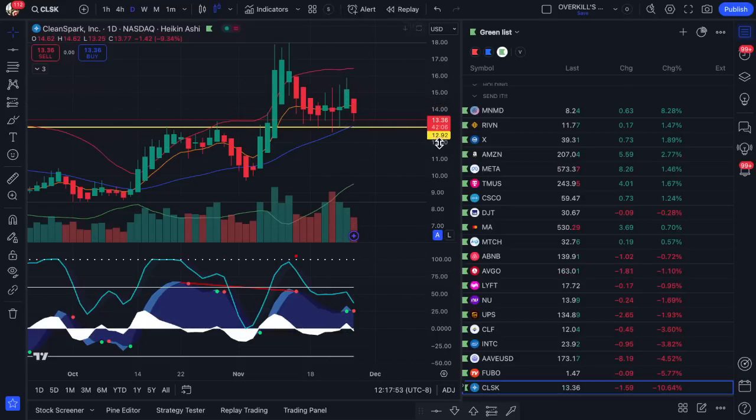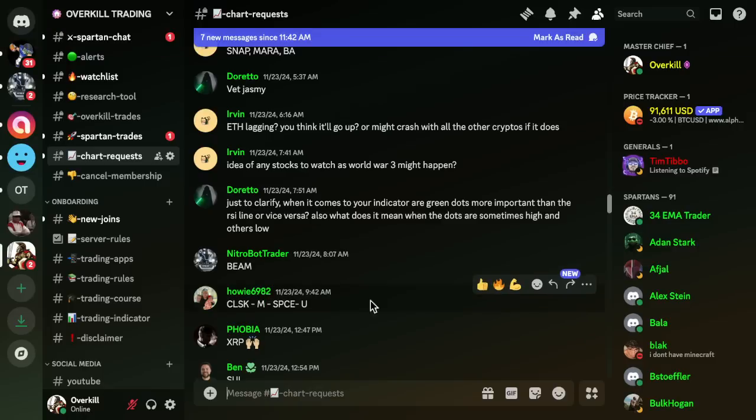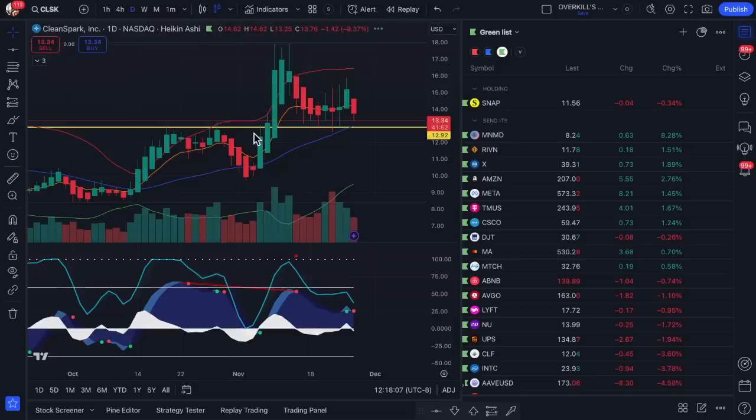Just make sure it holds 1290. That's going to be a big, big level for CLSK. If Bitcoin sells off tomorrow, this thing could get hit pretty hard and come back down to like 10. So definitely set a stop loss. 1290 is going to be that level. I believe this is Macy's.